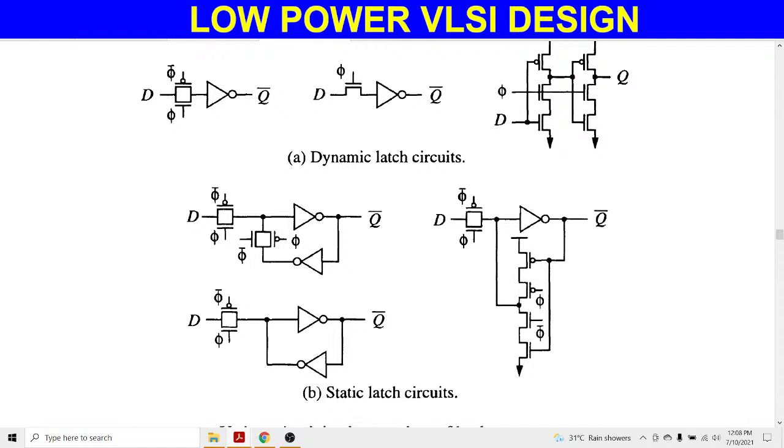The main factor is the purpose for which we need to use these elements. If speed is the main concern, we use a different flip-flop. If power dissipation is the main concern, we use different circuitry. So according to the requirement, we use different types of these circuits.